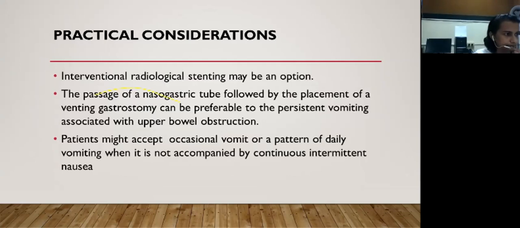Next slide. If the patient is appropriate, you can consider sending the patient for interventional radiological stenting as an option. If there's upper bowel obstruction, if it's appropriate, sometimes you have to do procedures like putting in an esophageal tube followed by placement of a venting gastrostomy, which can be preferable to persistent vomiting. Patients might accept an occasional vomit or a pattern of daily vomiting when it's not accompanied by continuous or intermittent nausea. Some people find it difficult to live with the nausea, but they're okay with the vomiting. Next slide.